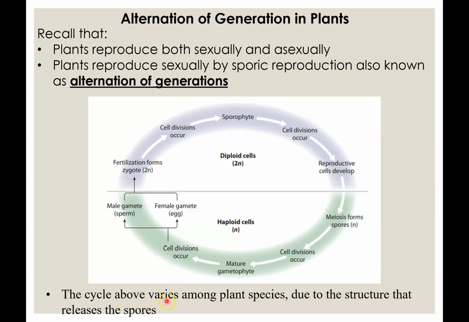The cycle above varies among plant species due to the structure that releases the spores. So depending on the structure that releases the spore, the cycle may vary. But overall, in flowering plants, they're going to spend most of their life being diploid. The haploid part is very short, so the dominant generation is the diploid generation, and the haploid generation is only a small portion of time.